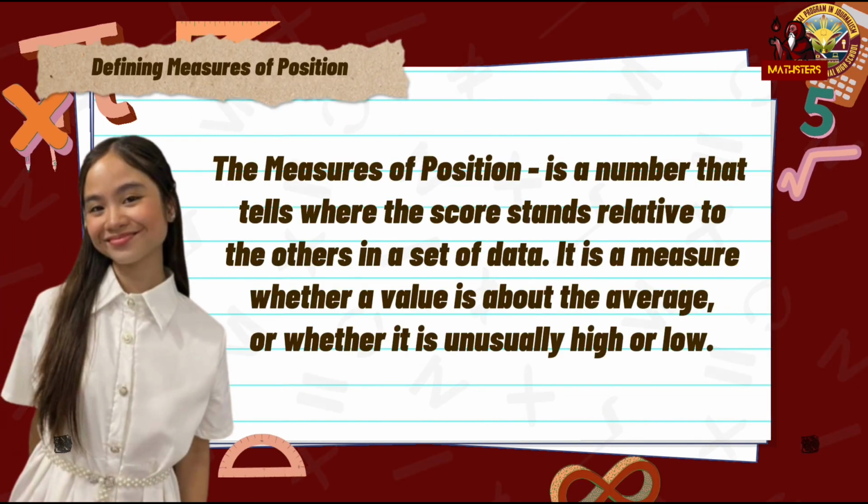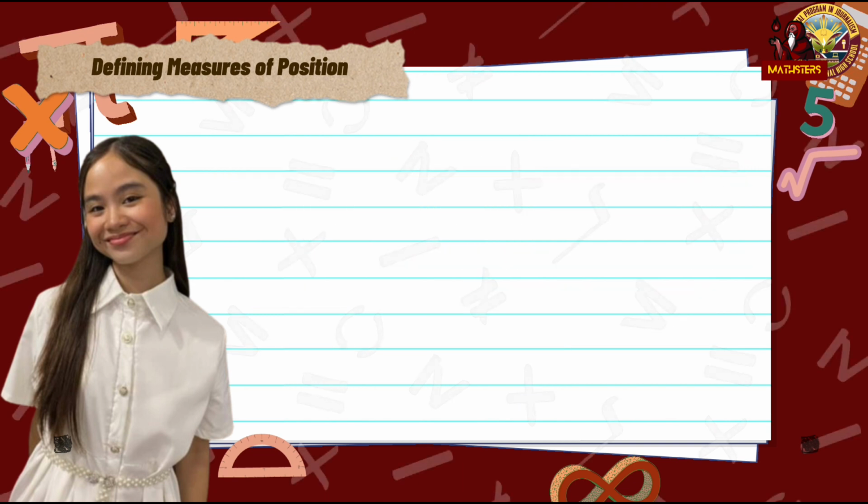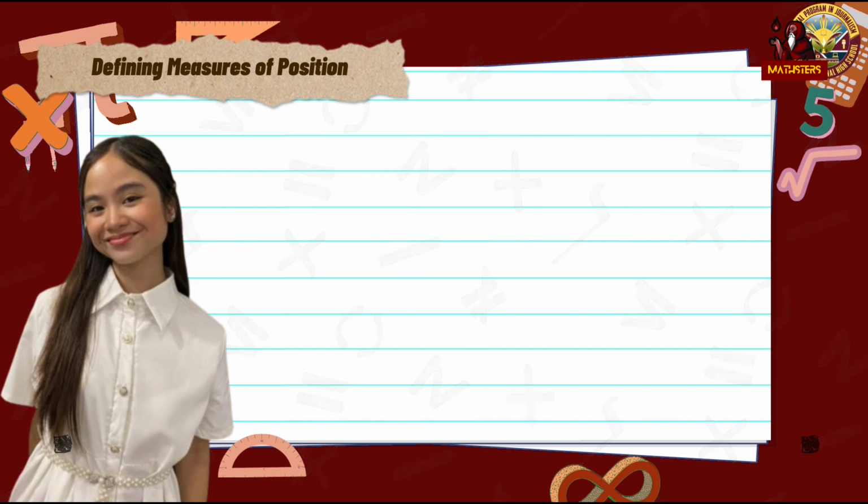A measure of position is a number that tells where the score stands relative to the others in a set of data. It is a measure of whether a value is about average or whether it is unusually high or low. In measures of position of ungrouped data, we can use different methods: the general method, linear interpolation, and the Mendenhall and Sincich method. However, let us stick to using the general method throughout this video lesson.